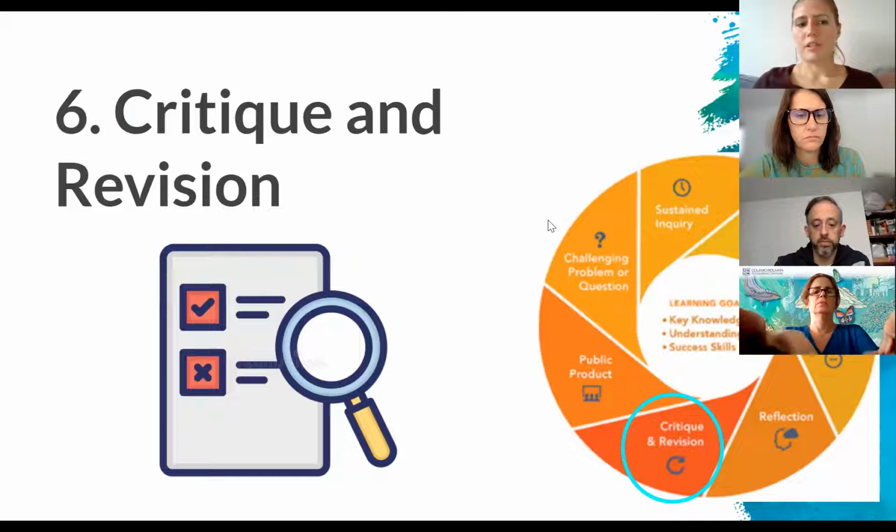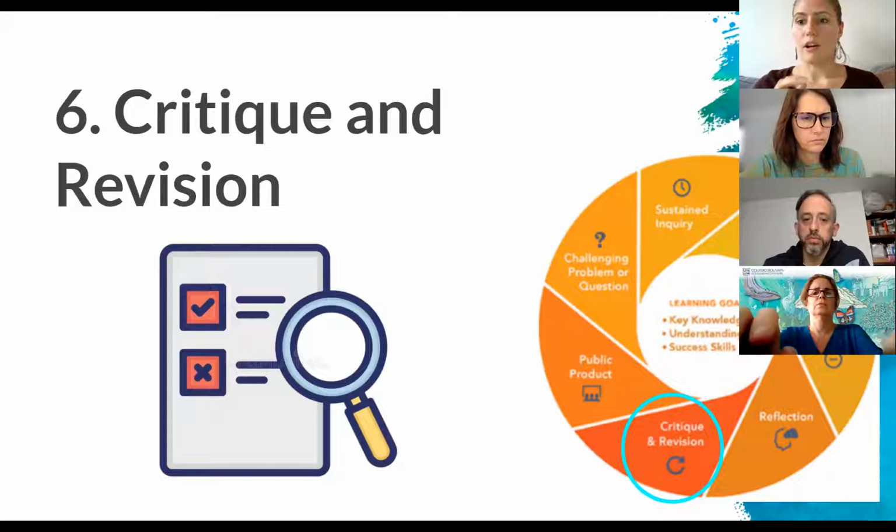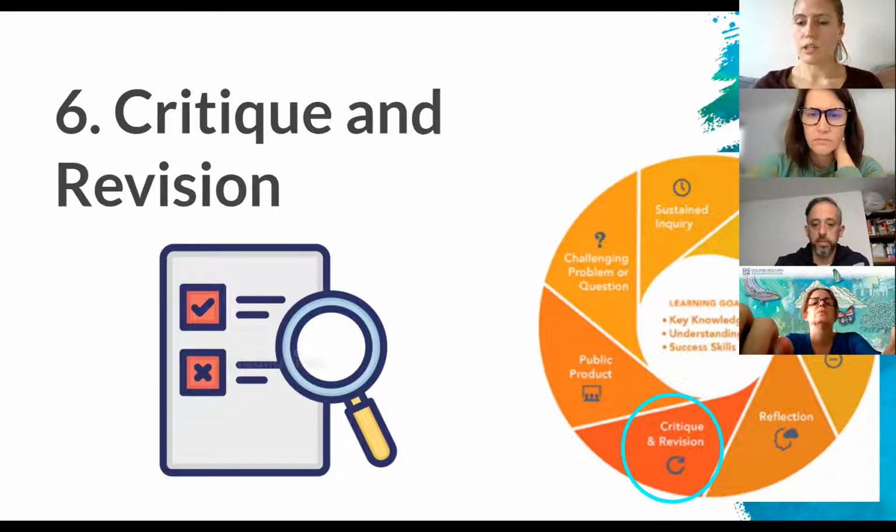Essential element number 6 is critique and revision. When I talked about teacher satisfaction in the beginning, one of the things that gave me the greatest teacher satisfaction doing PBL was how I worked with this step. And the reason why is because I was a middle school teacher with 113 students, and grading all of their work was making me go bonkers. So having them critique and revise each other's work and asking other adults and students to participate in the process and give meaningful feedback saved me.